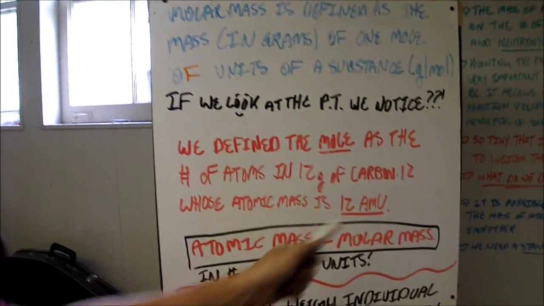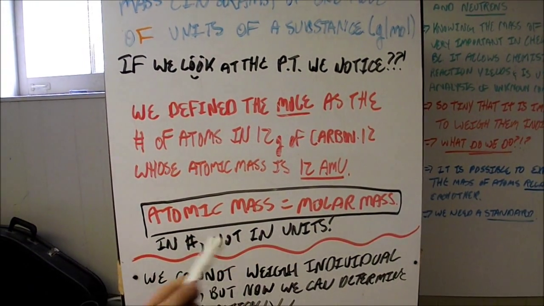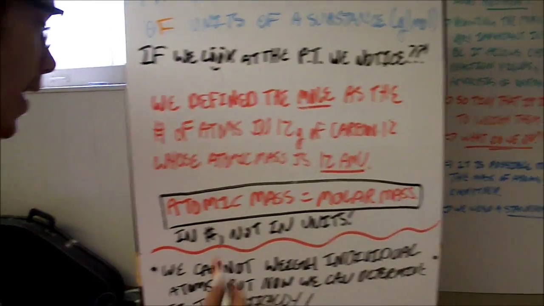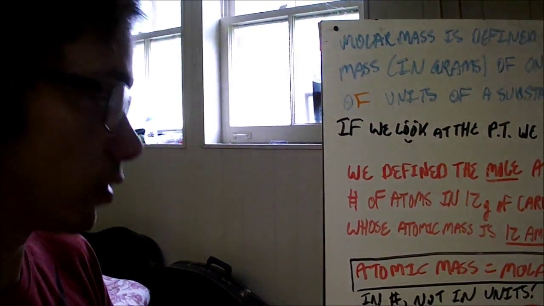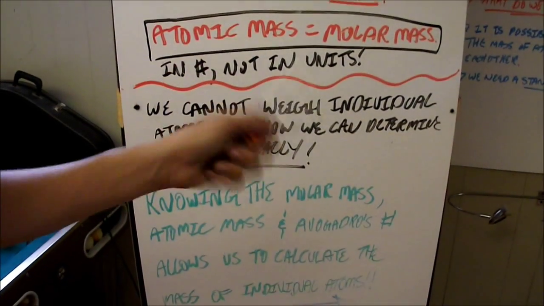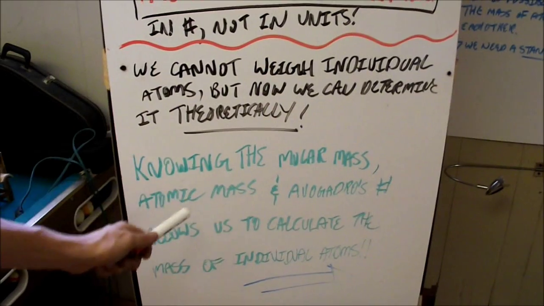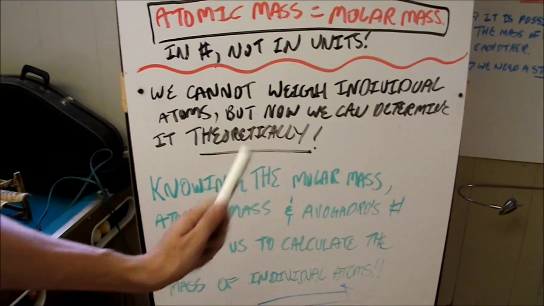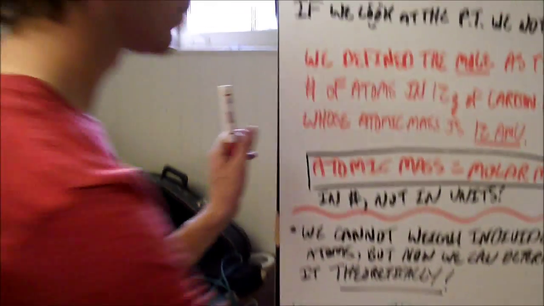We define the mole as the number of atoms in 12 grams of carbon-12, whose atomic mass is 12 AMU. So atomic mass equals molar mass in number but not in units. Atomic mass is in units of atomic mass units, AMU, and molar mass is in grams per mole. We cannot weigh individual atoms, but now we can determine the mass of atoms theoretically. Knowing the molar mass, the atomic mass, and Avogadro's number allows us to calculate the mass of the individual atoms.